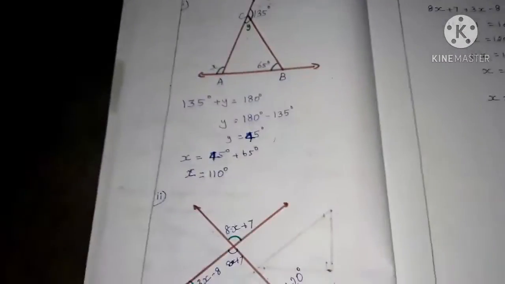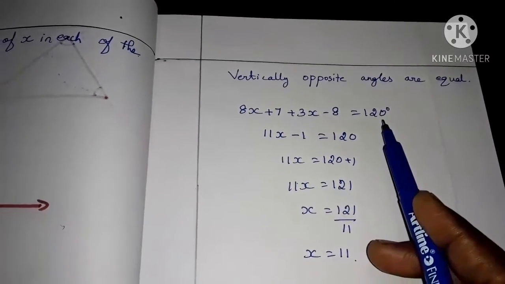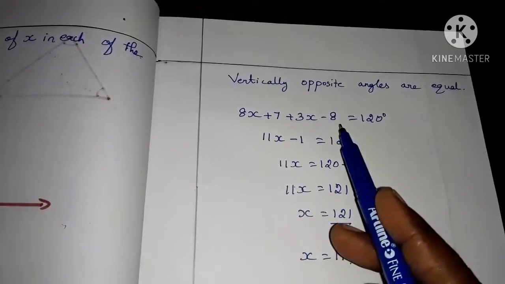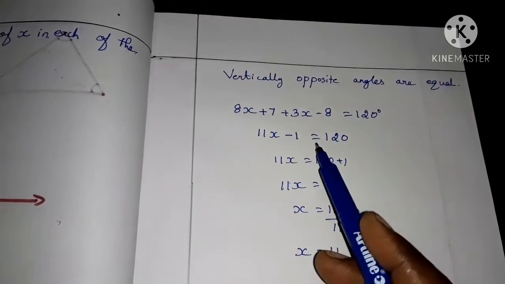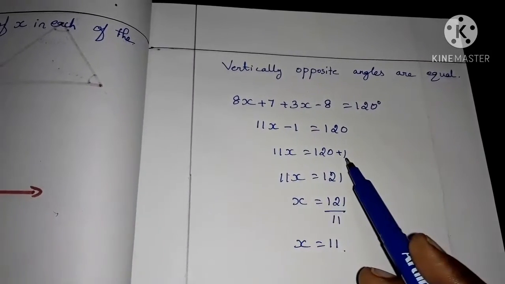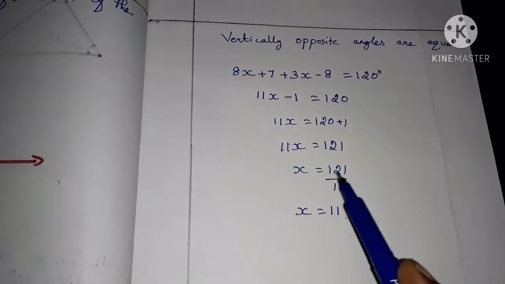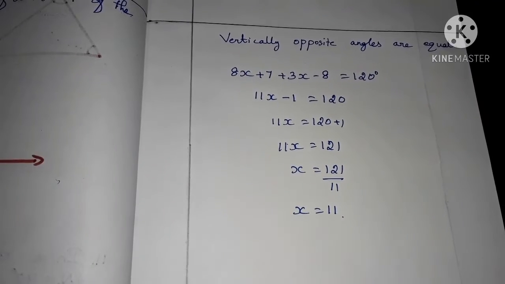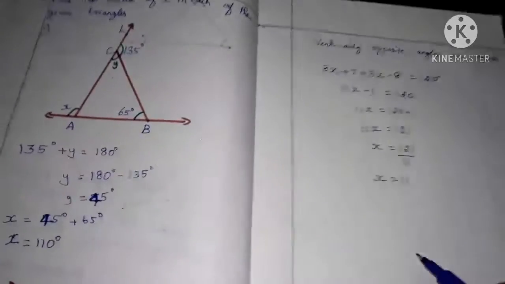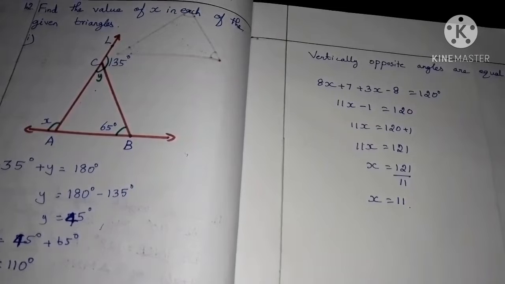So 8x plus 7 plus 3x minus 8 is equal to 120 degrees. So 8x plus 3x is 11x. 7 minus 8 is minus 1, equal to 120. So 11x is equal to 120, minus comes to this side as plus, so 11x is equal to 121. x is equal to 121 by 11. x is equal to 11. Here, the exterior angle is equal to the interior opposite angles.